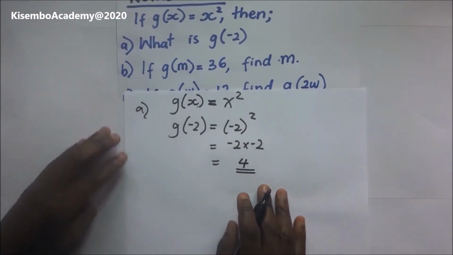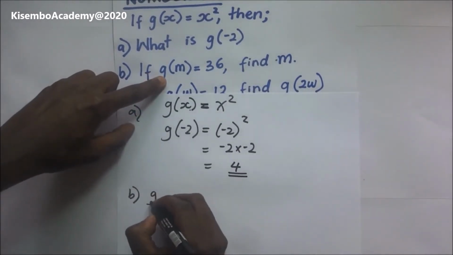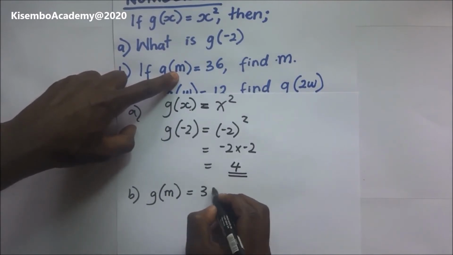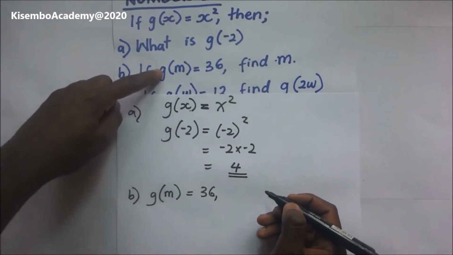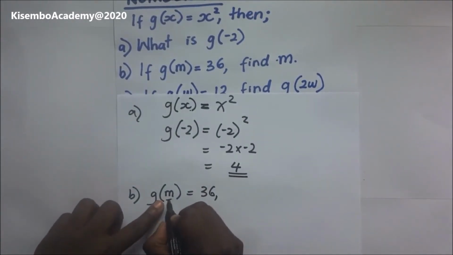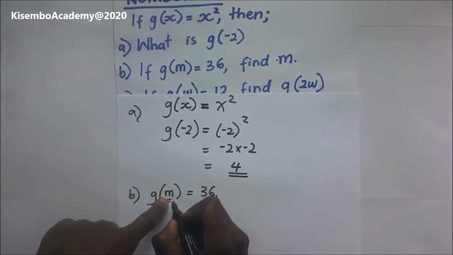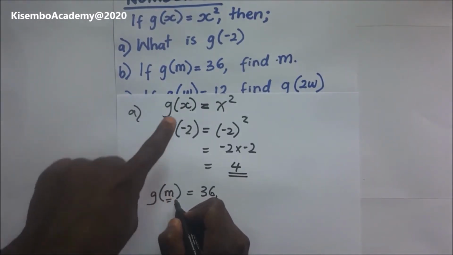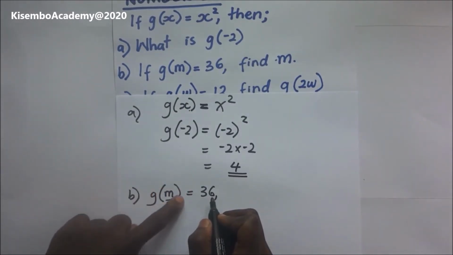So we go ahead and find part B. Part B tells us that if g of m is equal to 36, find the value of m. Remember, all this is in reference to that expression. Where there is x, we have put m. In other words, the value of x now is m. And they're telling us that the value of the function is 36.